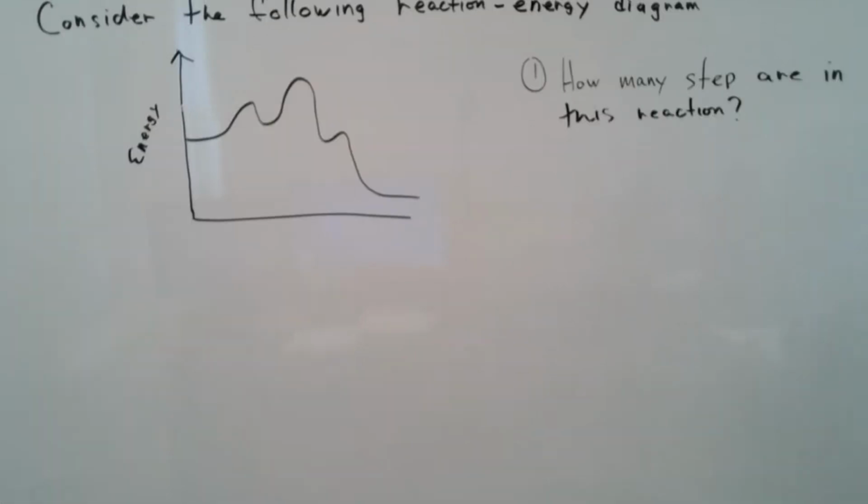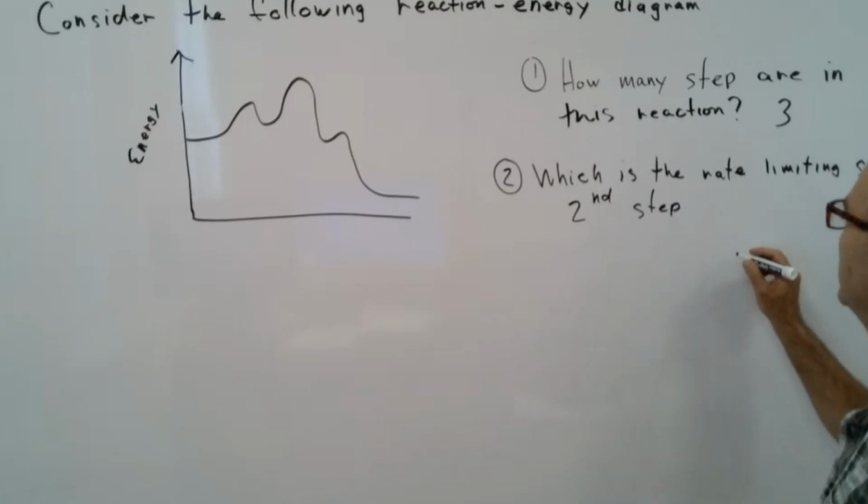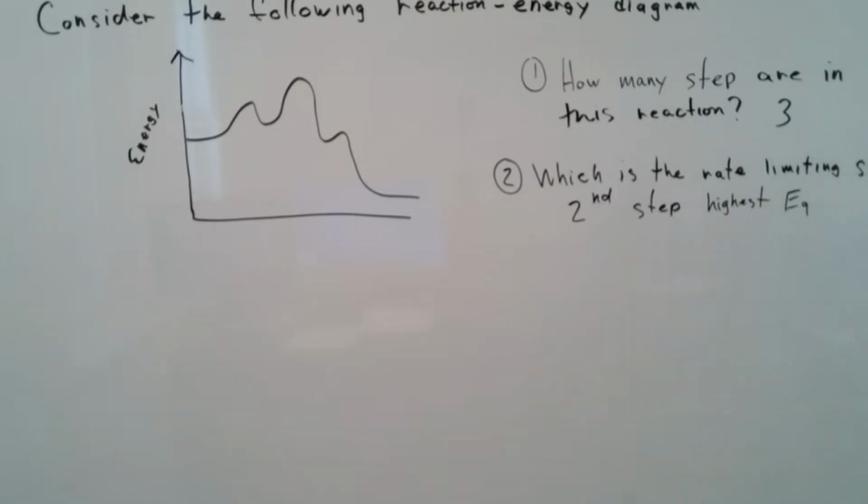Any questions? How many steps are in this reaction? Which is the rate limiting step? Well, if there are 3 steps, your options are the first one, the second one, or the last one, right? Second one. Very good. So why is that? Because it's the biggest. Right. It has the highest energy of activation.